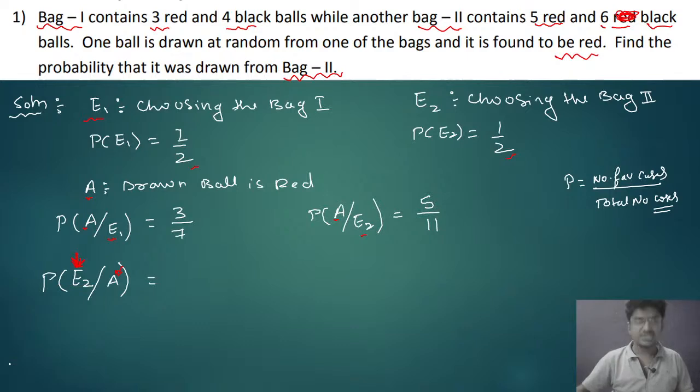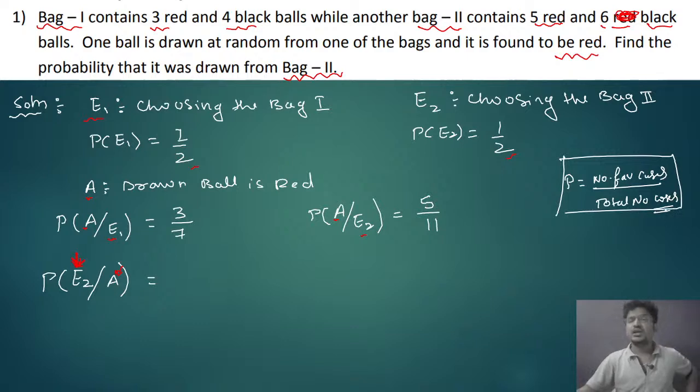So to continue this, you must know one simple formula, that is number of favorable cases divided by total number of cases. This simple formula you must know.